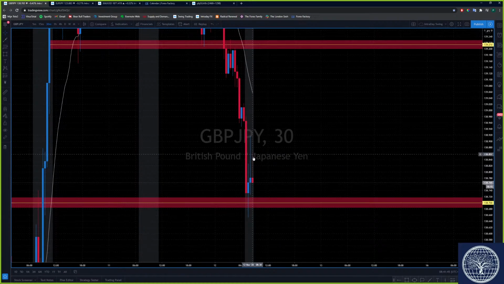Okay, so now we have this 30 minutes starting to flip bearish. Maybe once it breaks the low, then we have an opportunity to take a sell. So let's see when that will happen.